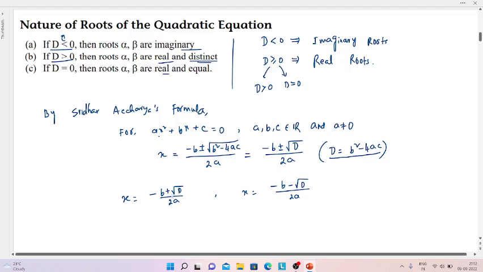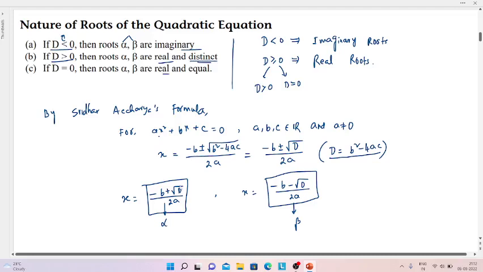So you can see, right, alpha and beta are the roots of the quadratic equation. So here we can write down, since this is a root, this is also a root, we can assume that this particular expression, which is (minus b plus root under D) by 2a, is alpha and (minus b minus root D) by 2a is beta. So these are the two roots. We are just renaming these two roots as alpha and beta, right?